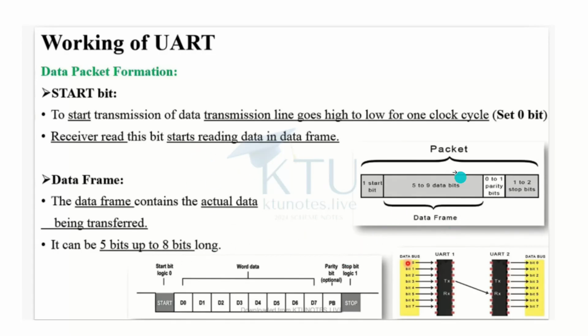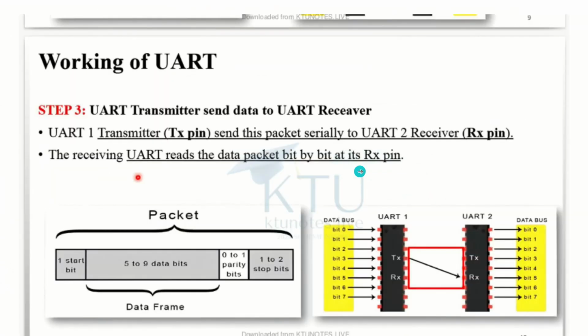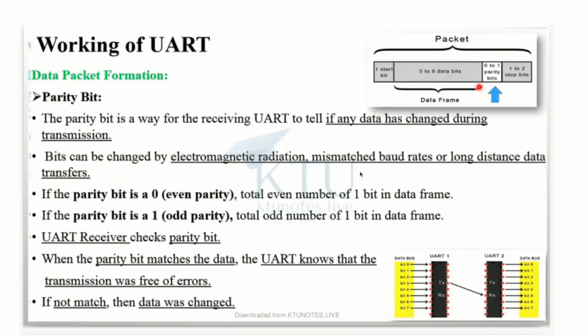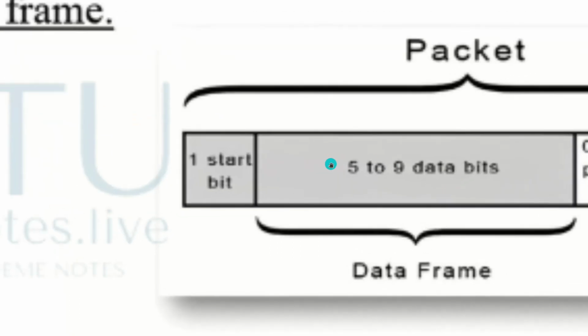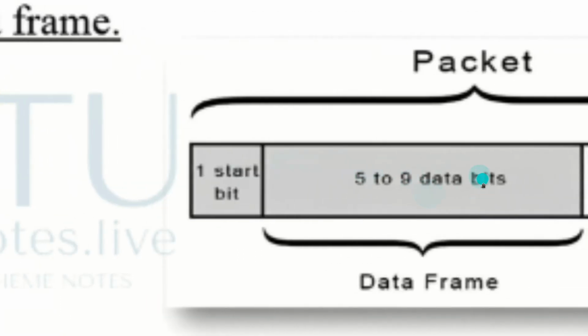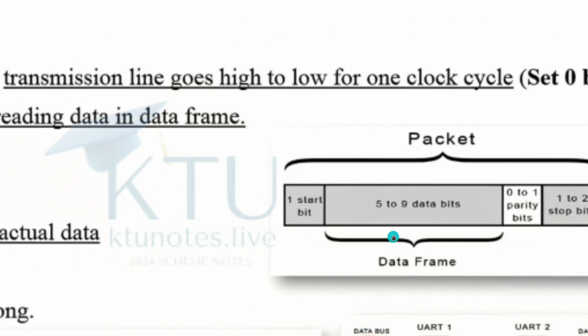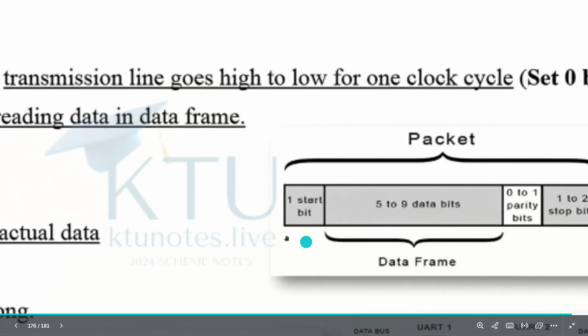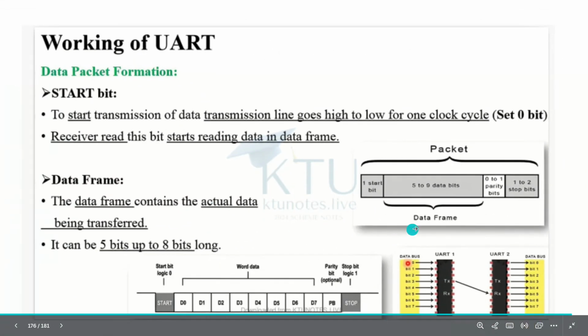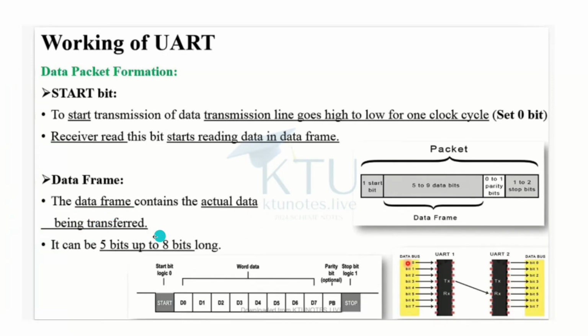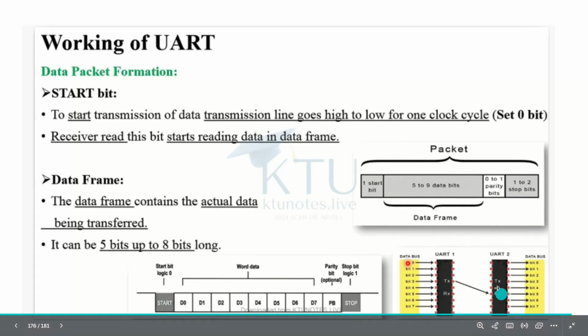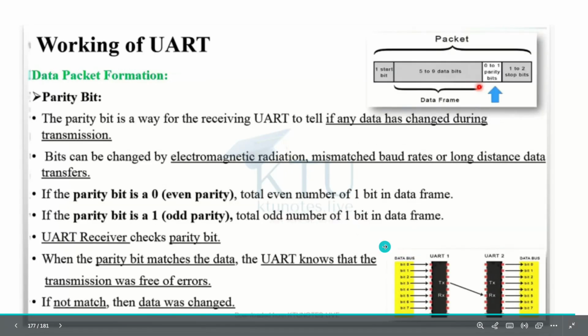Data frame means this data which is present here. This data that is here, this is the data frame. So the UART2, the receiver, will start to read the data which is there in the data frame. The data frame contains the actual data, which would be up to 5 to 8 bits long, and this UART2 would start from the receiving side. It will start reading those data bits.